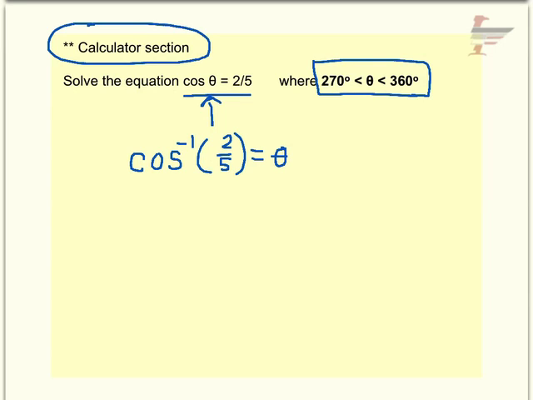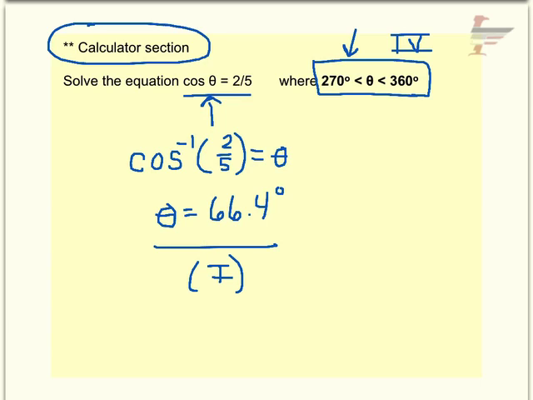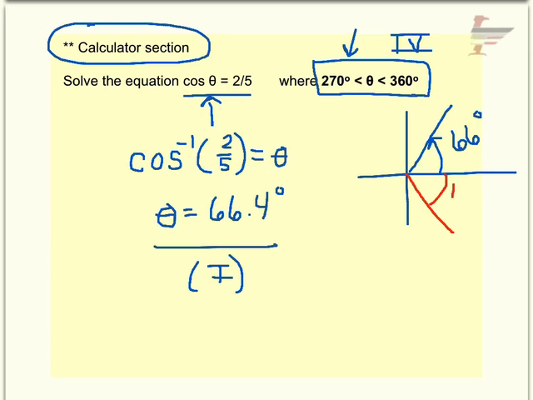I make sure that I'm in degree mode, because these are in degrees. And I do inverse cosine of 2/5, and I get theta equals 66.4 degrees. Well, obviously, that's in quadrant 1, and I want to be in quadrant 4. So if I visualize this, I know that 66 degrees, I'll just approximate that, is right here. But I want it to be in quadrant 4. So I'm basically going to take that same angle but reflect it down into quadrant 4.